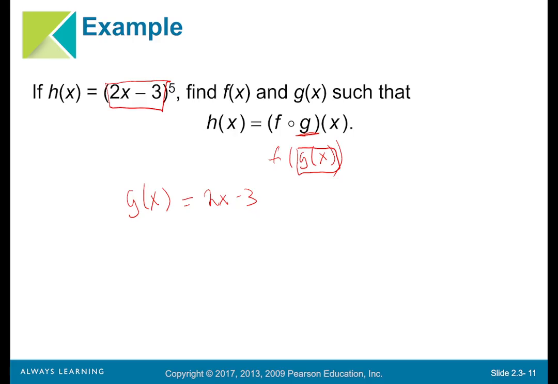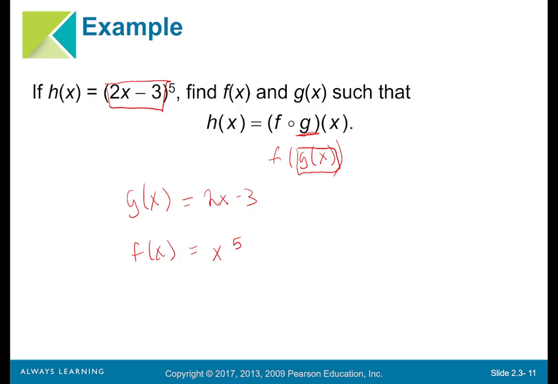Now the function that you just plugged g of x into is whatever is on the outside of your box. So we still have a to the fifth on the outside of our box, and that is what's playing the role of f. So f of x is the function where we raise something to the fifth. And how do we represent that? Well, it's x to the fifth.